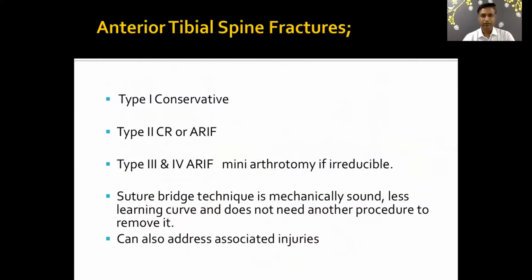So the take-home message: type 1 anterior tibial spine fractures can be treated conservatively. Type 2 is a borderline gray zone. You can try conservatively. If it is still displaced and has instability, better to do arthroscopic fixation. Type 3 and 4 definitely need arthroscopic fixation.